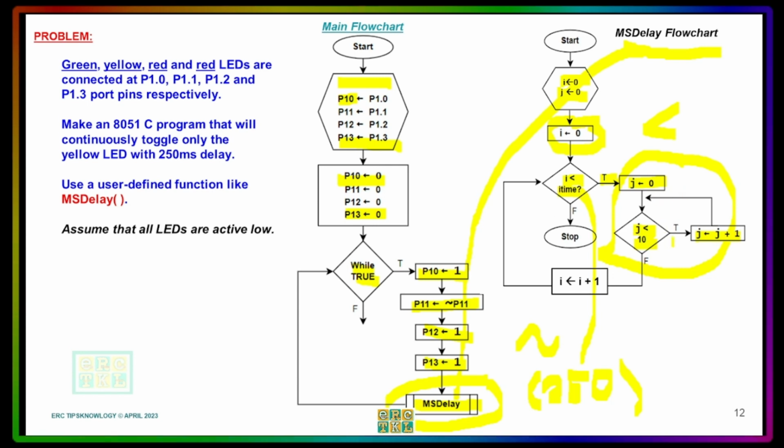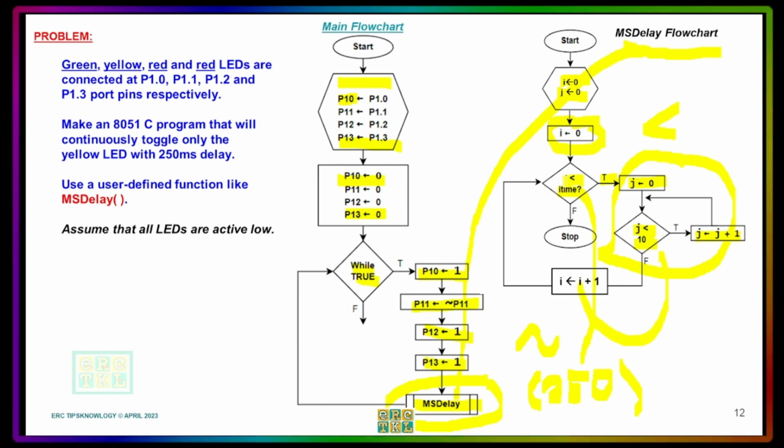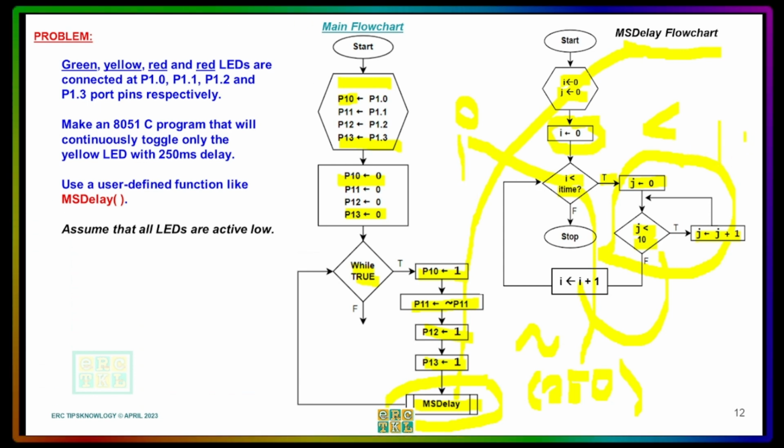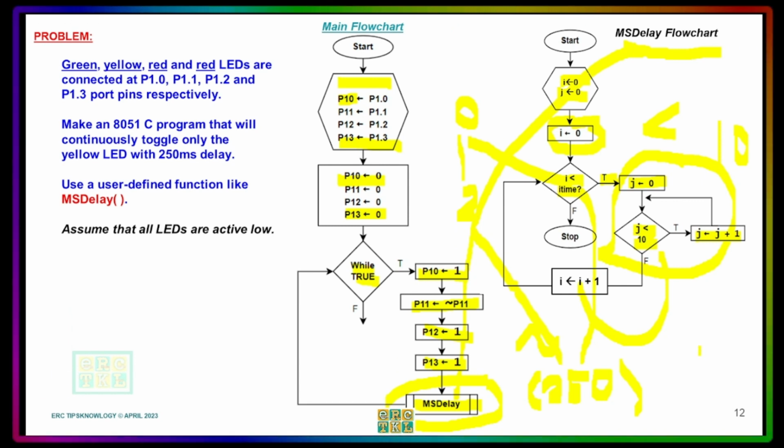So after counting 10, j will become 10. Is 10 less than 10? It will be false. And then the i will be incremented. So i started from 0. Now it will become 1 after counting 10. And then it will repeat 10. And then it will become 2. After counting 10, it will become 3, and so on until this reaches 250. That's how the two for loops will be happening, or the two repetitions will be happening. So take note of the symbol for the subroutine, this one, two lines on the left and on the right.